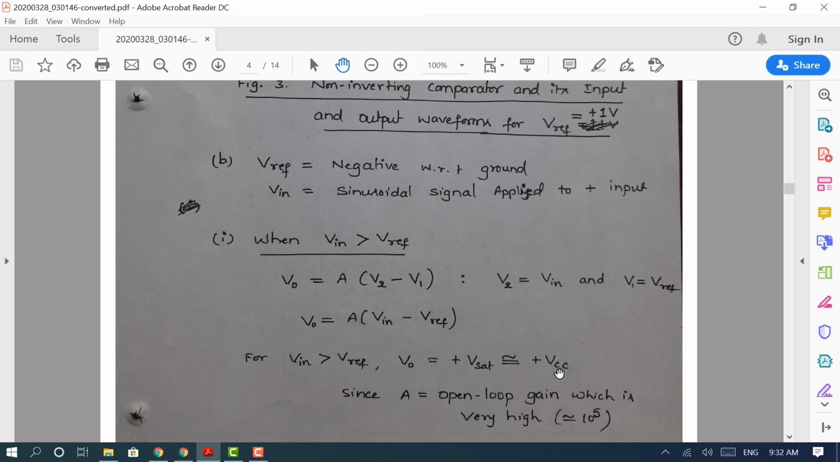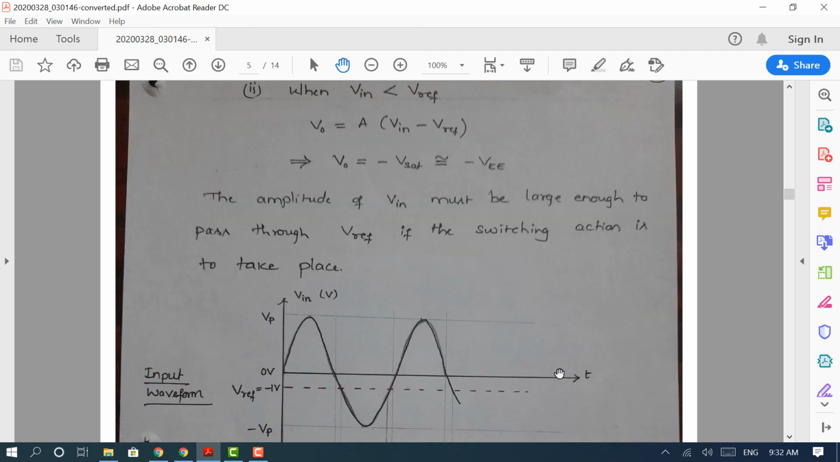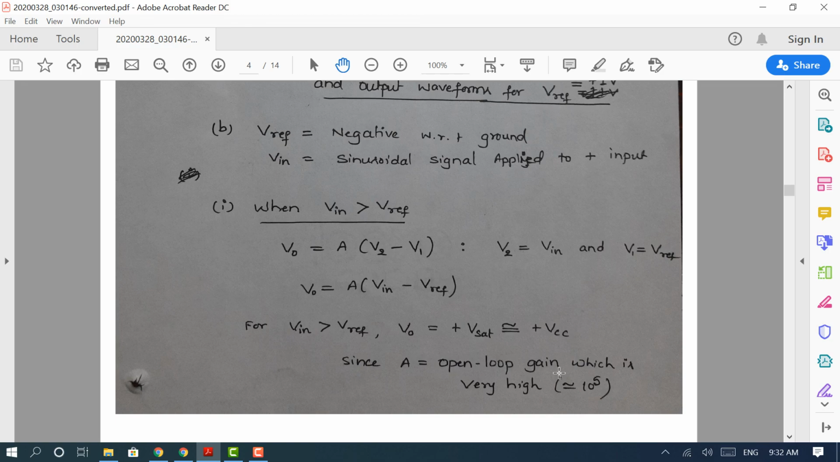The same analysis has been explained here. The next case is when the reference voltage is negative. What happens when the reference voltage is negative? My input signal, the time varying signal, remains sinusoidal, applied to the non-inverting terminal of an op amp. When the reference voltage is taken as negative, again we have to go through two cases. When the input is greater than V reference, what is the output voltage? When the input is less than the reference voltage, what is the output voltage?